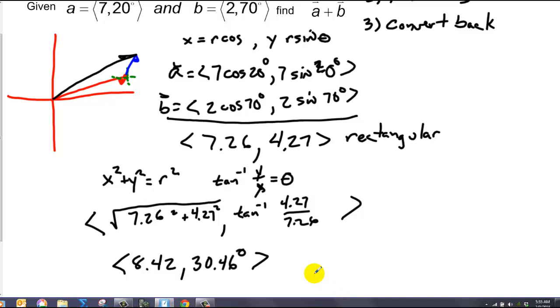So that's really all there is to it. It's just everything goes back to component form, because that's the easiest thing to deal with.